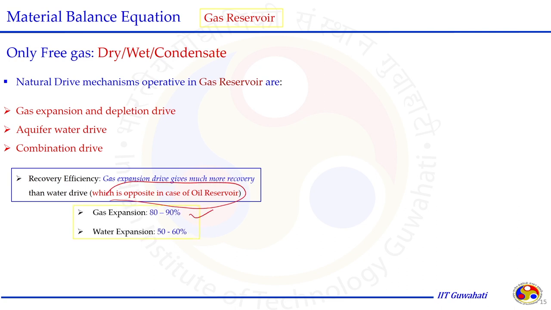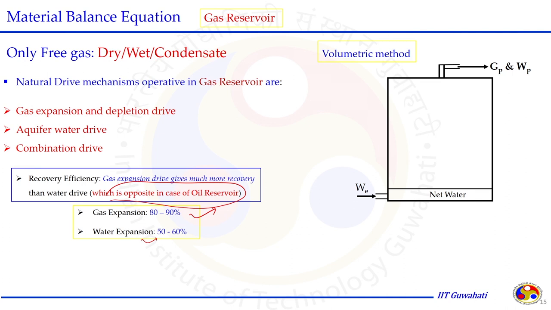So the gas expansion can give us the recovery up to 80 to 90% of the gas that is initially present in the reservoir, while the water expansion may result only up to 50 to 60%. So the method can be implemented in the same manner as done for the oil reservoir. We can do the volumetric balance. So this is a kind of a tank model.